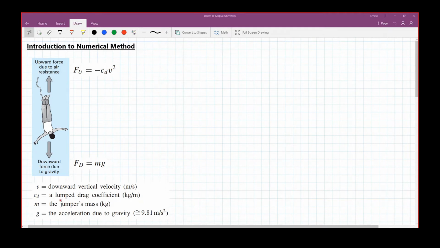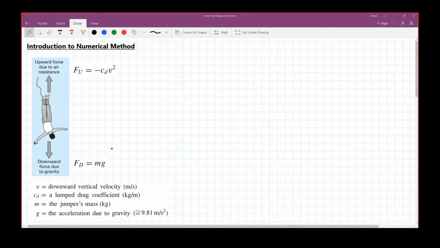Okay, it is called the lump drag coefficient because this basically includes or depends on the surface area, the density, and everything about that person. Okay, excluding his personality. Okay, m is the mass of the jumper, and g is your usual acceleration due to gravity. Okay, so this is your problem.